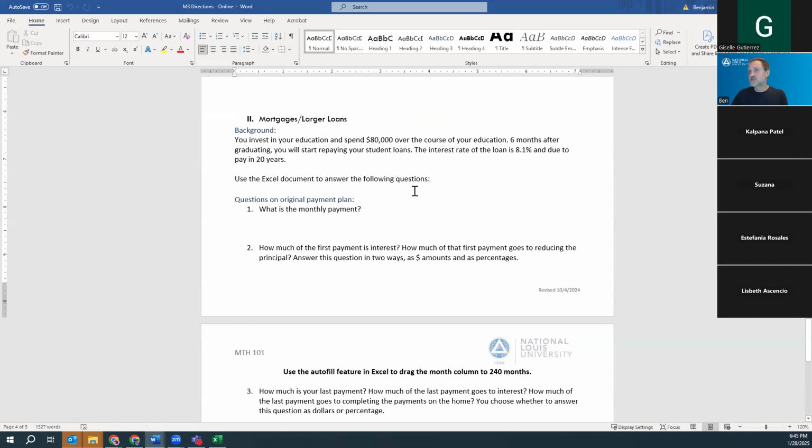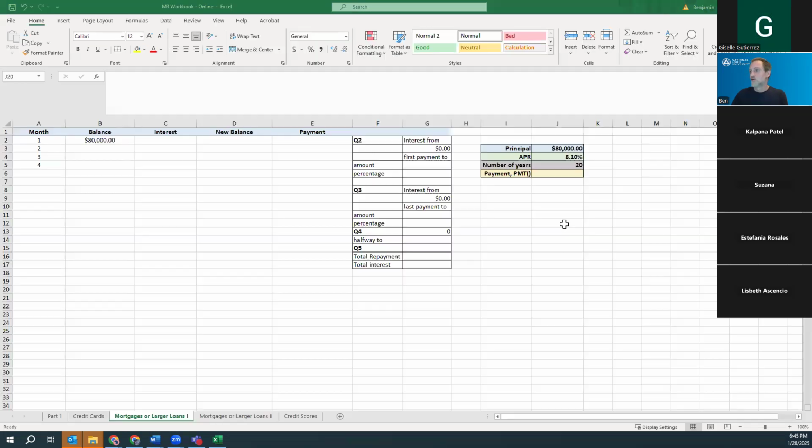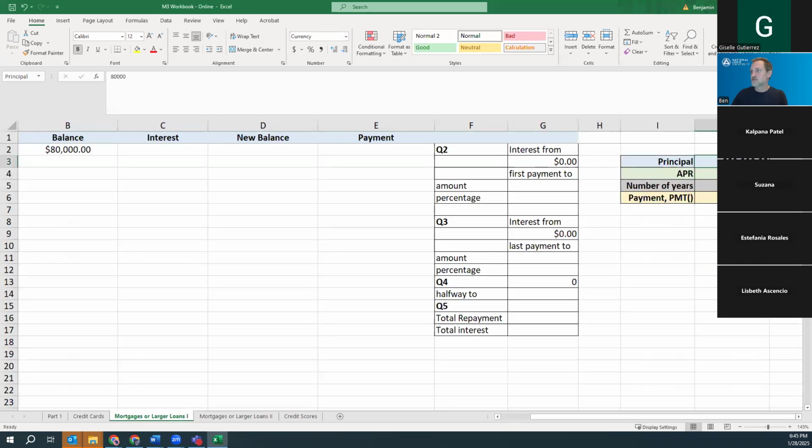And so with those three pieces of information, we can start, and it's already filled in here for you. The principal is 80,000. The interest rate is 8.1%. Number of years is 20. Let's do that PMT formula. Equals PMT.